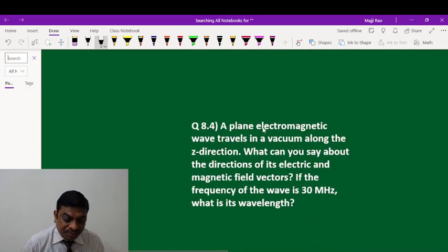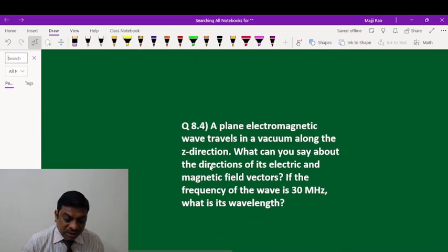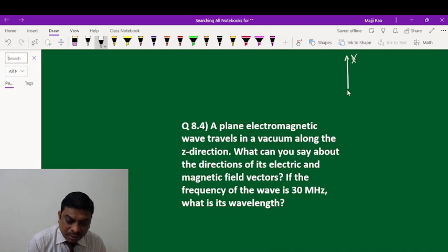Moving to the next question. A plane electromagnetic wave travels in vacuum along the z direction. What can you say about the directions of its electric and magnetic field vectors? Alright, so let us say that you have the x-axis like this here, the y-axis like this here, and the z-axis. Okay, so the wave is propagating along the z direction, is given.